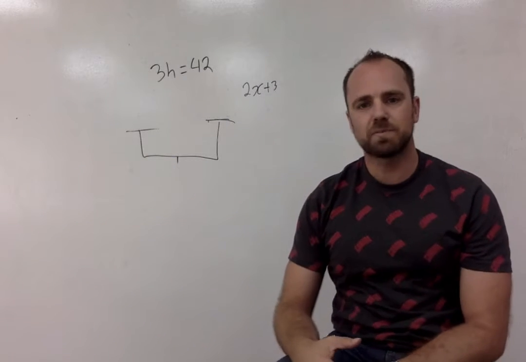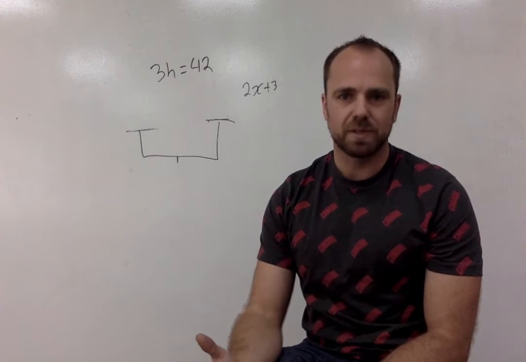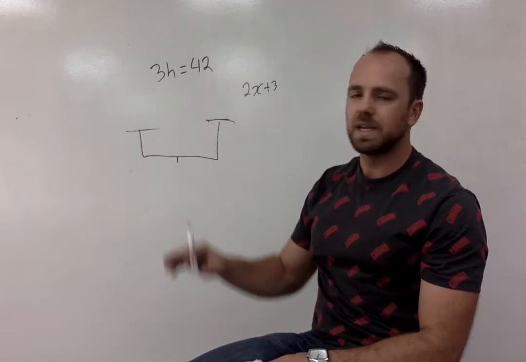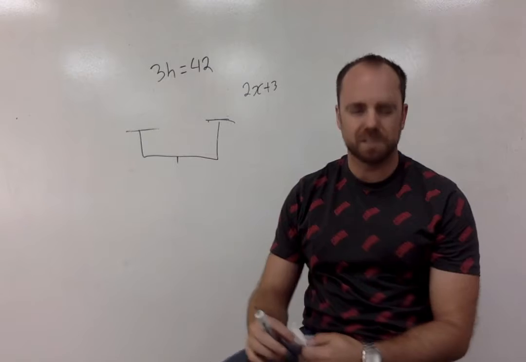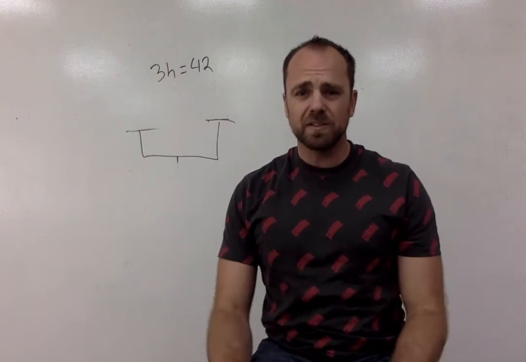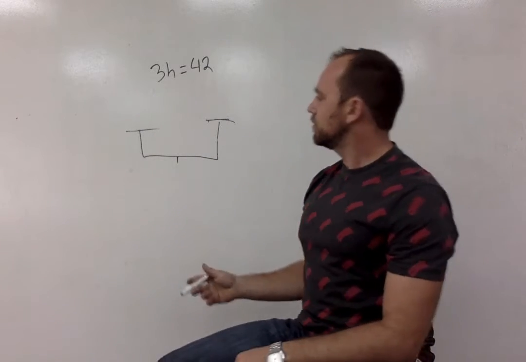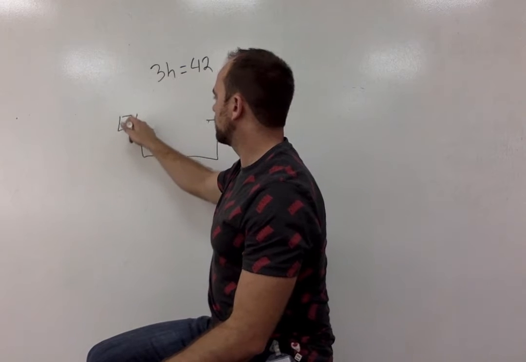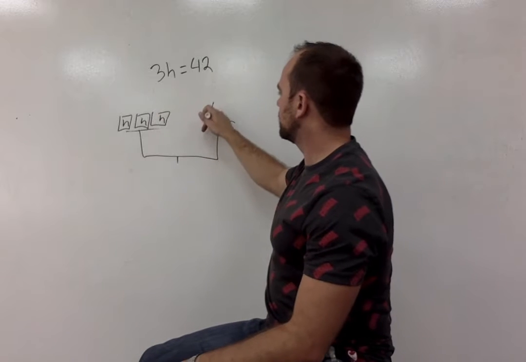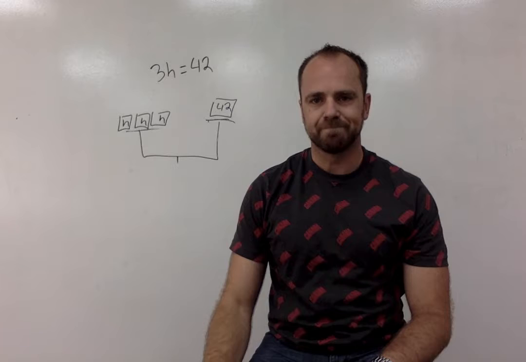So in 6.1, we're going to start with using models to represent each of these equations. We're going to use integer shapes and scales so that you can understand what's going on. In this question, we have 3h equals 42. What that looks like on a scale is 3 individual h's, and that's going to equal 42.